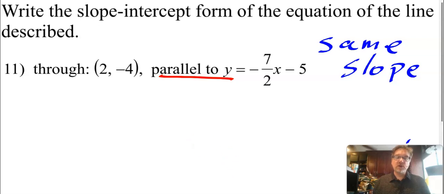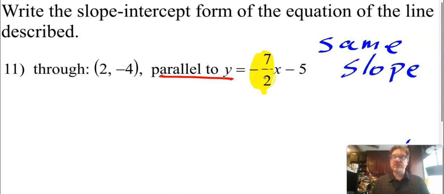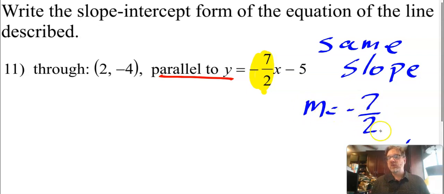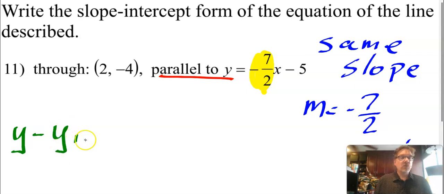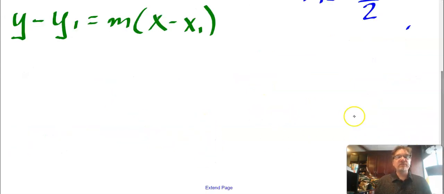So the slope of this line is the number in front of x, negative 7 over 2. So the slope I want is also negative 7 over 2. And I'm going to go through that point. So plug it into point slope form: y minus y1 equals m times x minus x1. I'm using this one because they gave me a point. They gave me slope and a point.